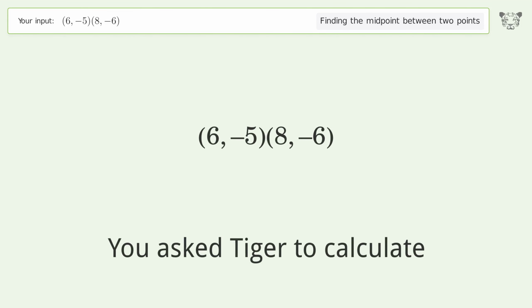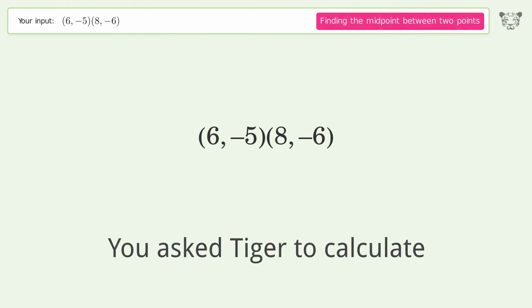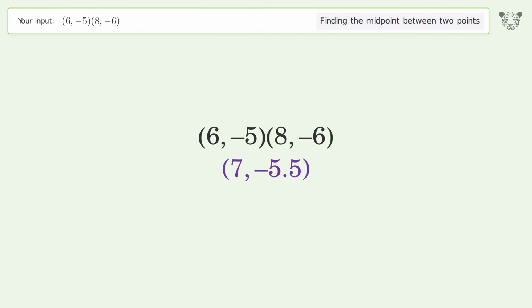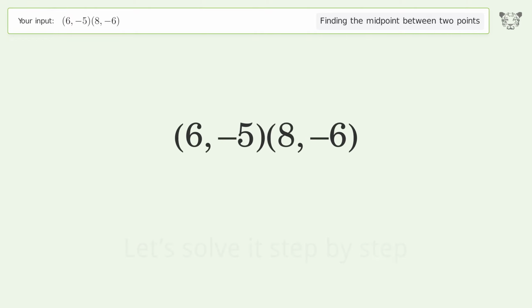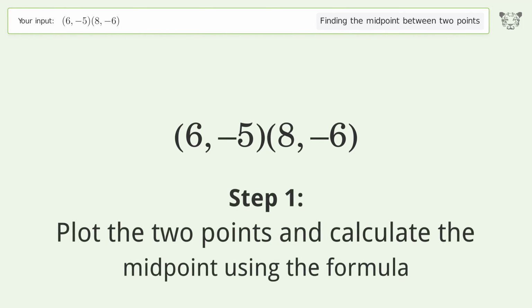You ask Tiger to calculate. This deals with finding the midpoint between 2 points. The midpoint between the 2 points is 7, -5.5. Let's solve it step by step. Plot the 2 points and calculate the midpoint using the formula.